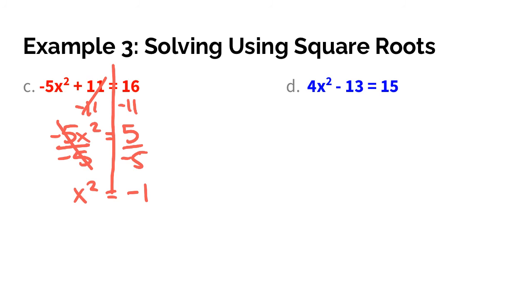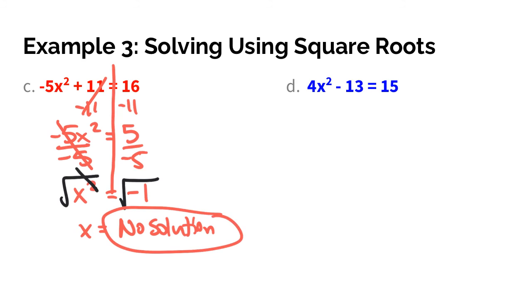Then I take the square root of both sides. So I'll take the square root of x squared to get that to cancel, and the square root of negative 1. And when I take the square root of negative 1, whoa, wait a second. Square root of a negative number? That's not possible. So in this case, there's going to be no solution. So anytime I ever have to take the square root of a negative, that means no solution. And even if you plug that into your calculator, it's going to give you an error symbol because you cannot throw a negative underneath the square root.